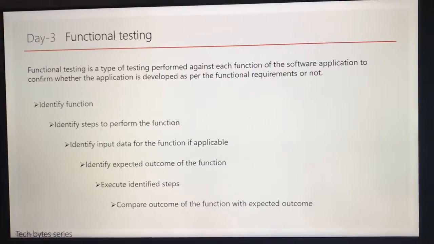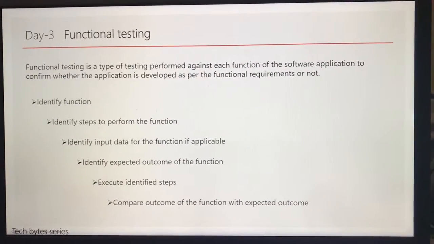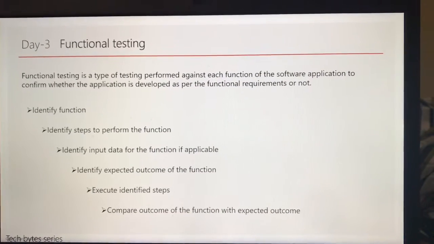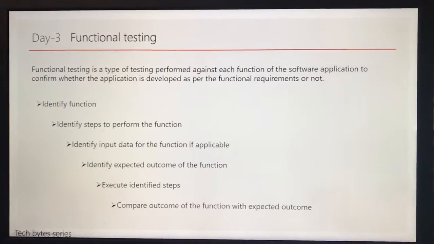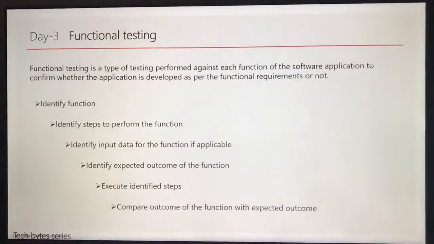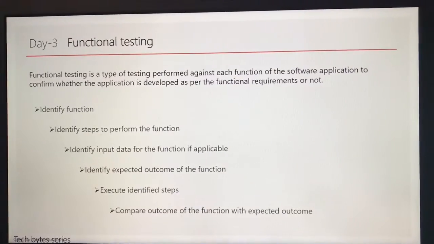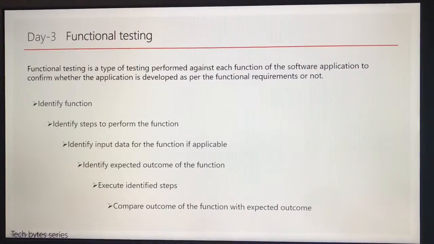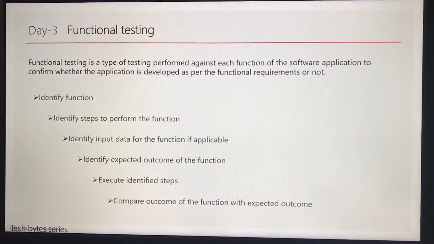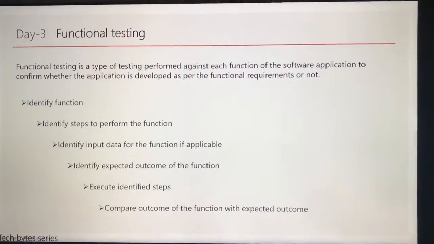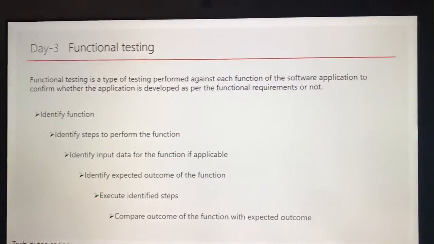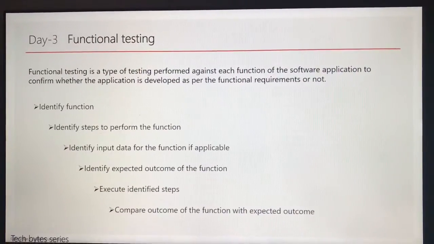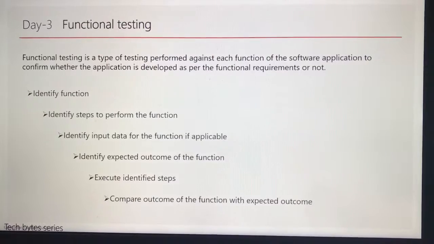That means whatever is the requirement, what is supposed to be performed, we identify the steps to perform the function. That means in order to perform the function, we identify the series of actions to be performed. Then we identify any input data for the function, if applicable. What it means is, if the function requires any data to be fed into the system, we need to identify that. After identifying the input, we identify the expected outcome of the function. That means what is expected once the function has been performed.